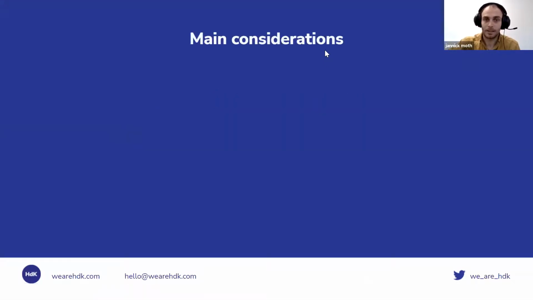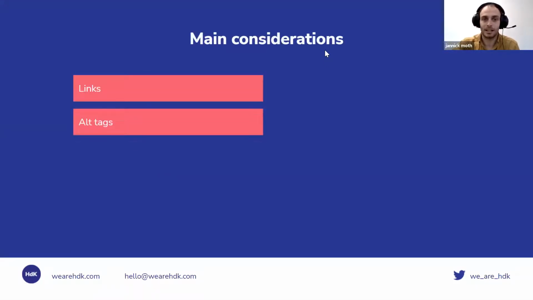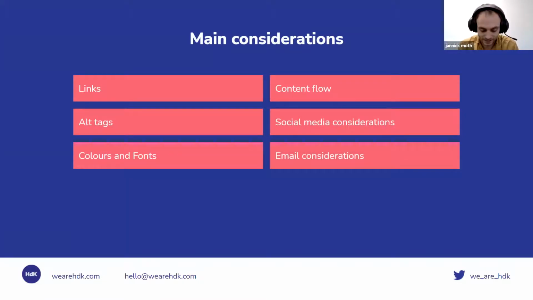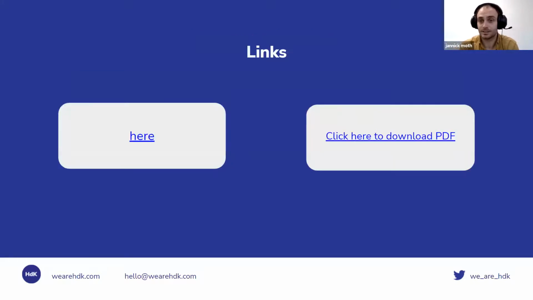So what I mean is I'm going to go through some of the main considerations. So this is not an exhaustive list. This is just the main points that I see. So links, alt tags or alternate tags, as Ben was saying, colors and fonts, content flow, social media considerations, and then email considerations as well. So this is when you're putting in the content, how you put it in. So to kick it off with links.